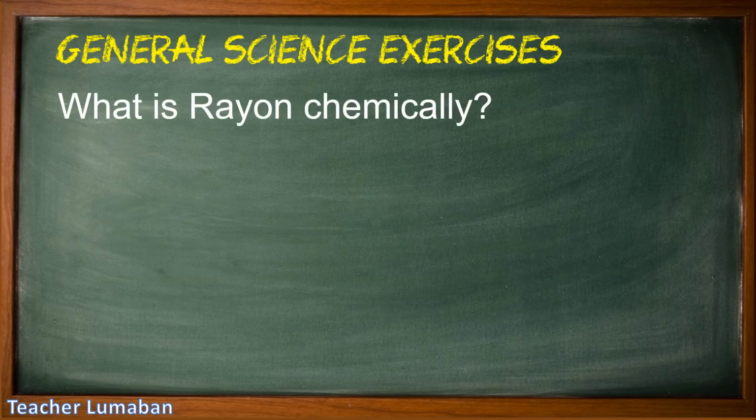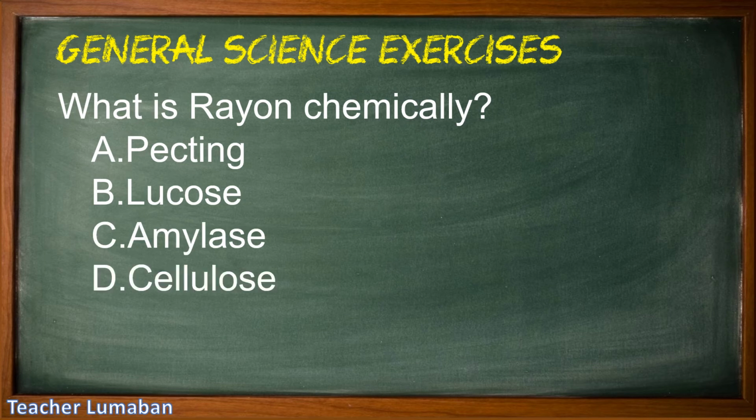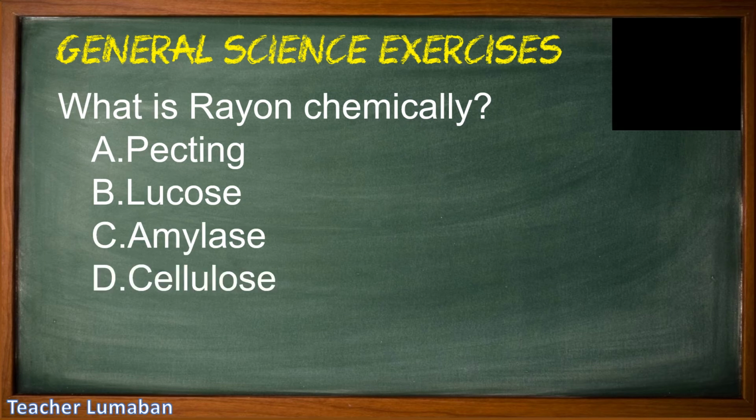What is rayon chemically? Letter A, pectin. Letter B, glucose. Letter C, amylase. Letter D, cellulose. Please determine the suitable description of the following choices in 5 seconds.